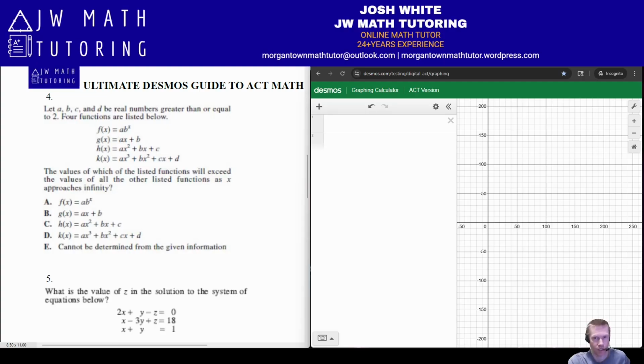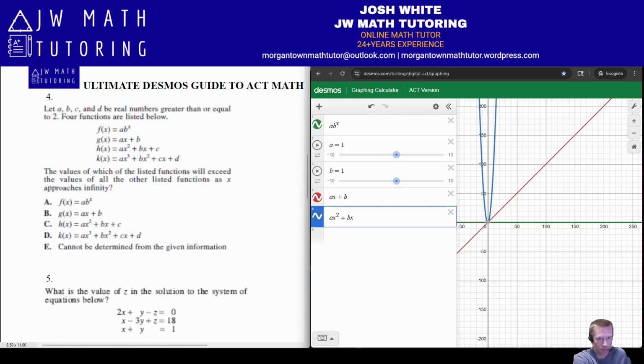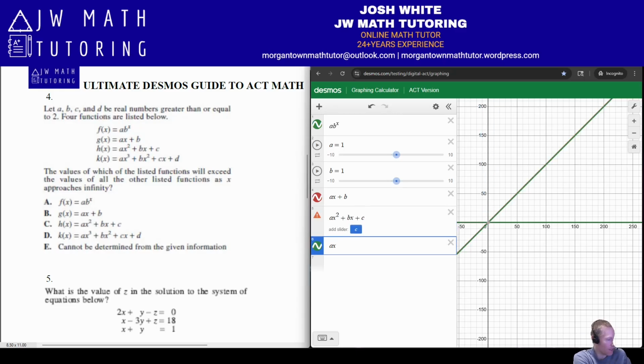All right, next question. Here you have one where you have 4 different functions. You have an exponential function, you have a linear function, you have a quadratic function. It'll give me a second to type all this stuff in. And then you have a cubic polynomial function.